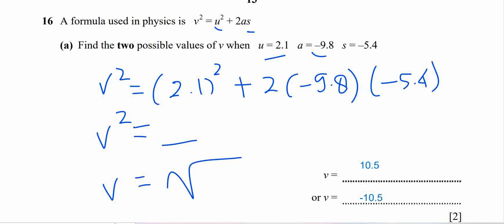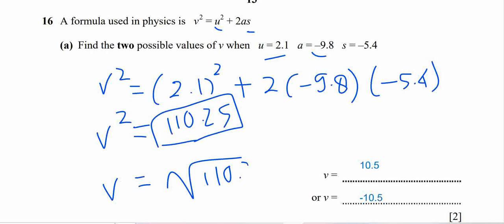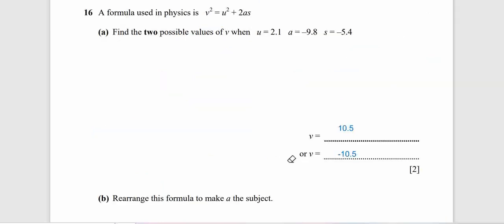So we calculate and we get 110.25. Then we take the square root of 110.25. It can be plus or minus 10.5. So this is 10.5 and negative 10.5. Let's move on. Now we are in question B. Rearrange this formula to make a the subject.